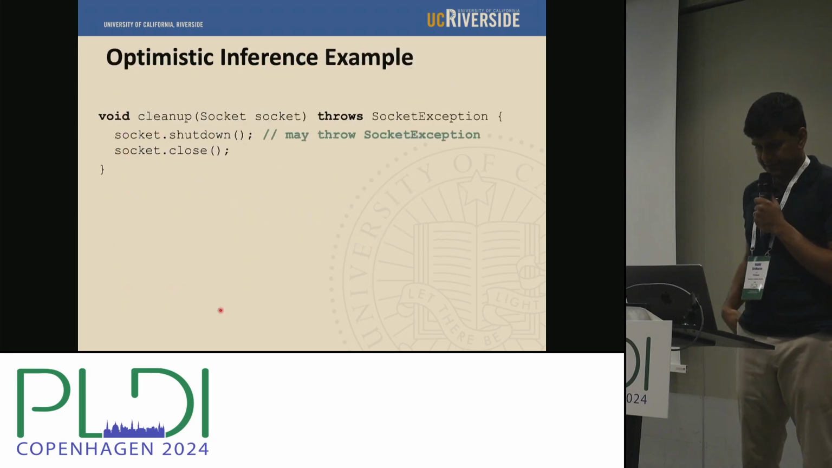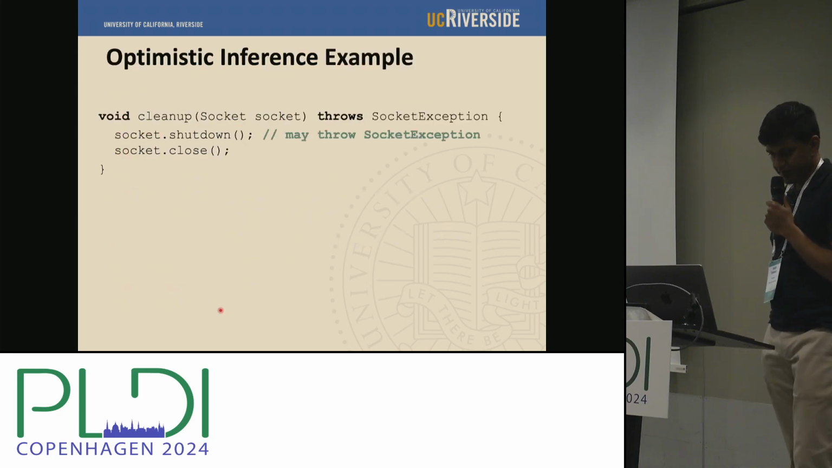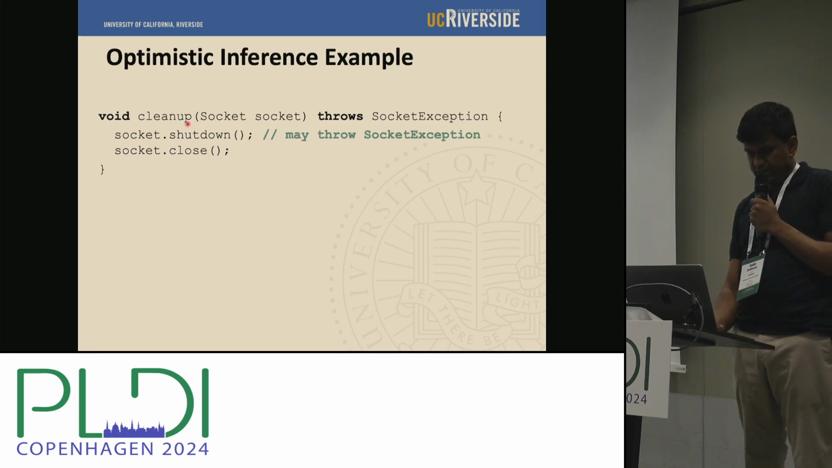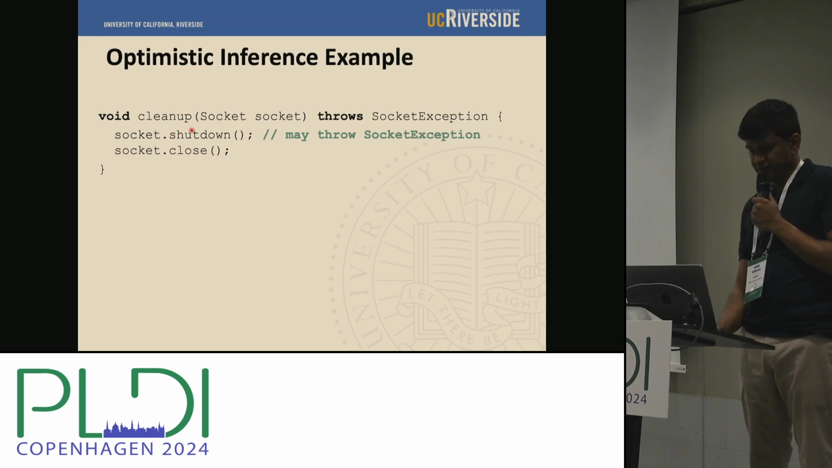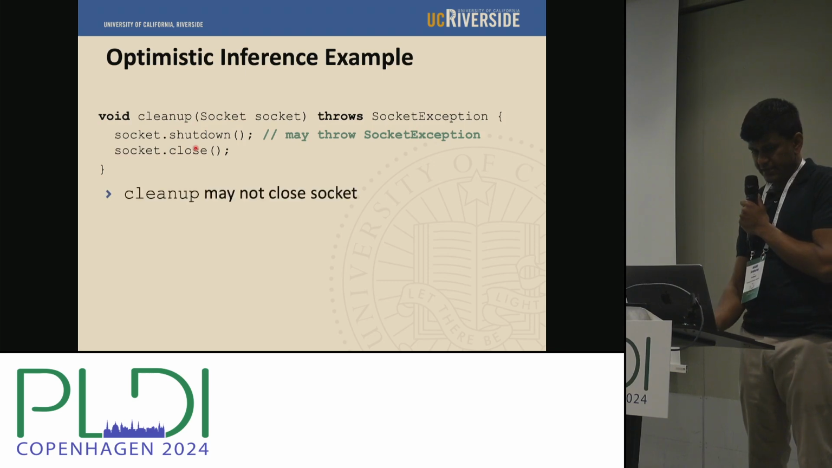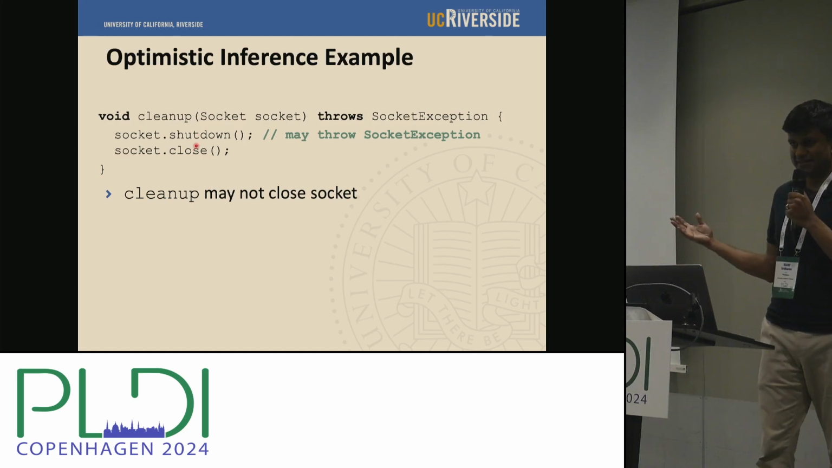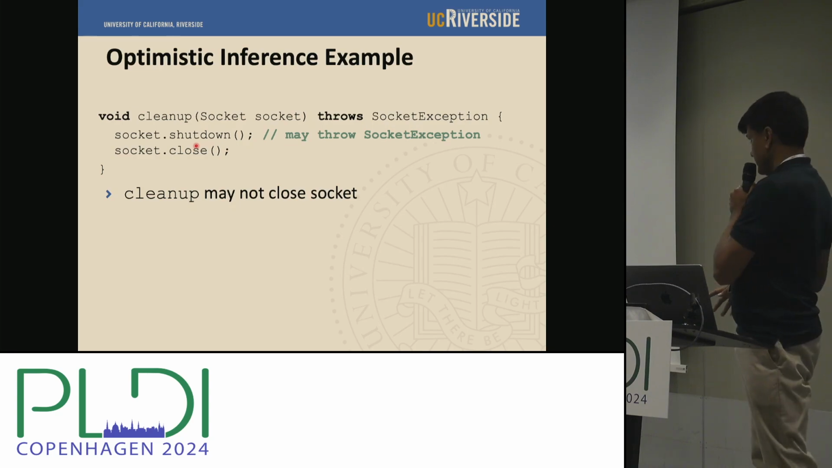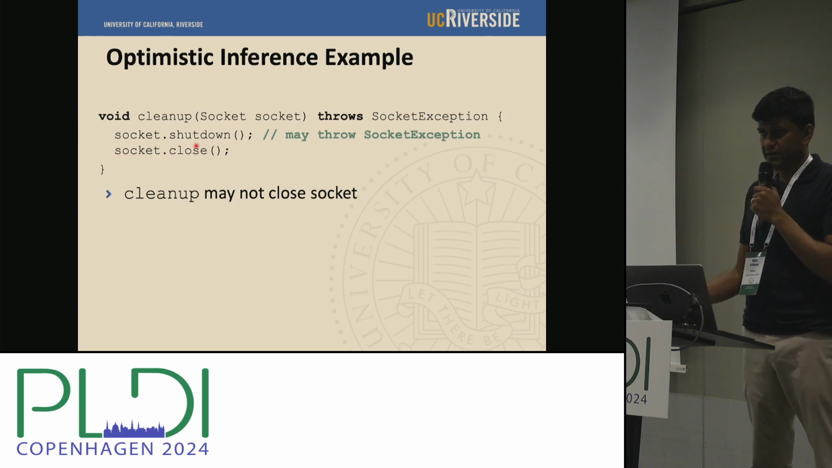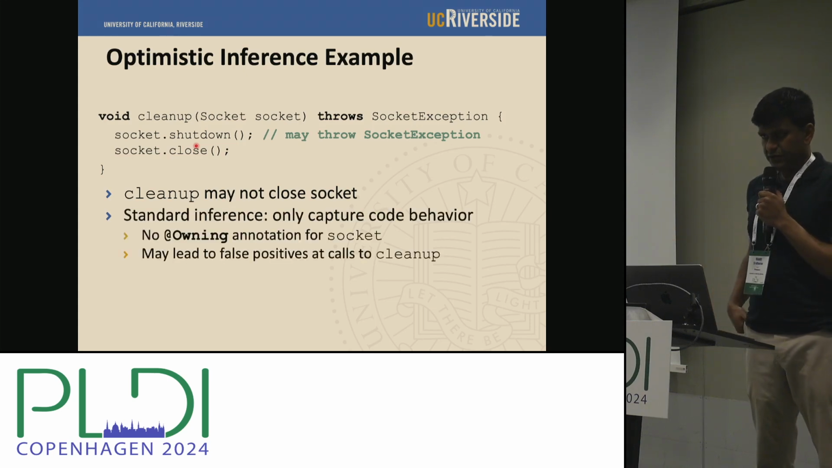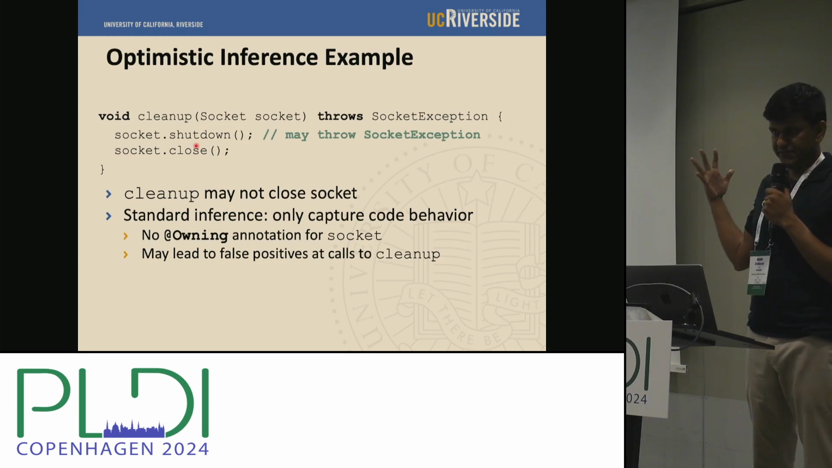So let me give you a simple example of this optimistic inference. Here's a cleanup routine that takes in a socket, and first it calls shutdown, and then it calls close, okay? And the issue here is that this cleanup routine is not guaranteed to close this socket, right? Because if the shutdown method throws a socket exception, then this is going to exit before close is called. This is kind of a classic type of bug that you see with resources. Really, the close call should probably be in a finally block or something like that. So now, if you think about kind of traditional type inference, right?